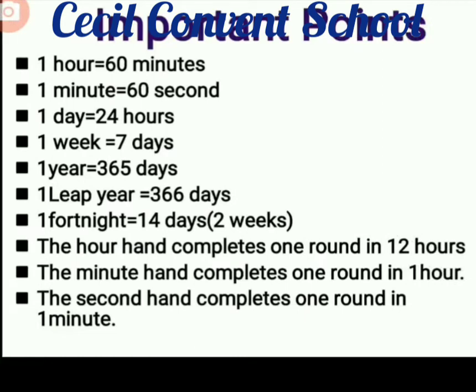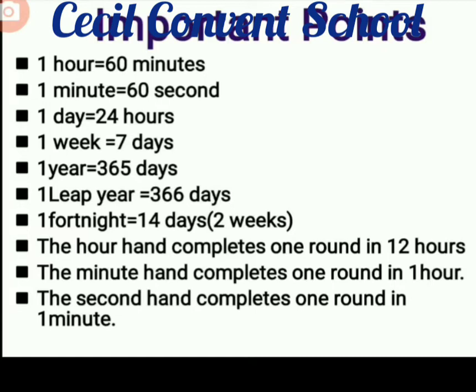Whatever we have discussed now, we will make the important points on the basis of it. Clear? So, 1 hour is equal to 60 minutes. This thing was already explained to you. 1 minute is equal to 60 seconds. 1 day is equal to 24 hours. 1 week is equal to 7 days. Clear? 1 year is equal to 365 days. 1 leap year is equal to 366 days. 1 fortnight is equal to 14 days. And the hour hand completes 1 round in 12 hours. The minute hand completes 1 round in 1 hour. And the second hand completes 1 round in 1 minute.